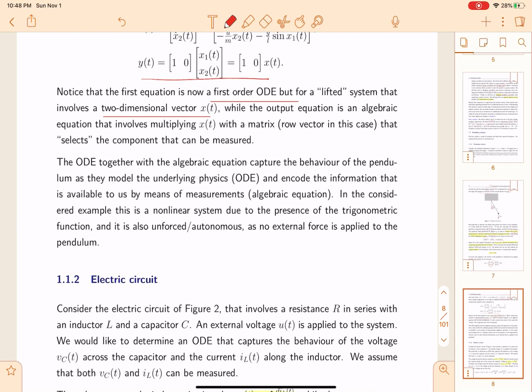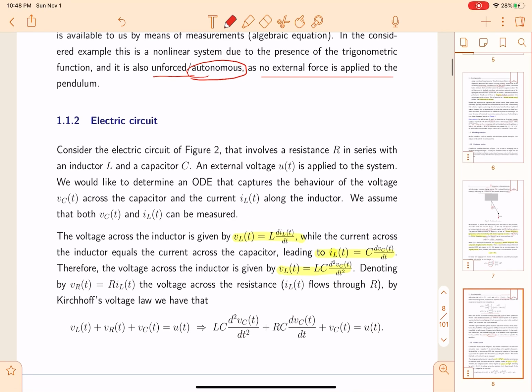Okay, the next concept I want to introduce is autonomous, which is unforced. No external force is applied to the pendulum. We don't consider gravity as an external force. And the second scenario is an electric circuit.